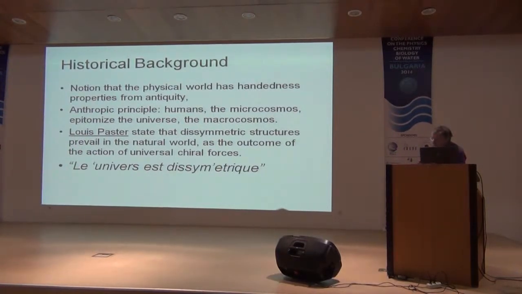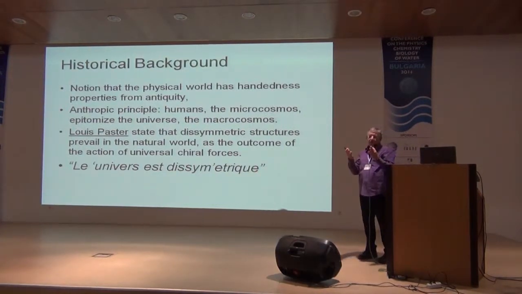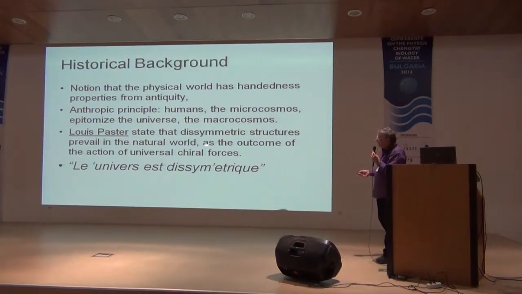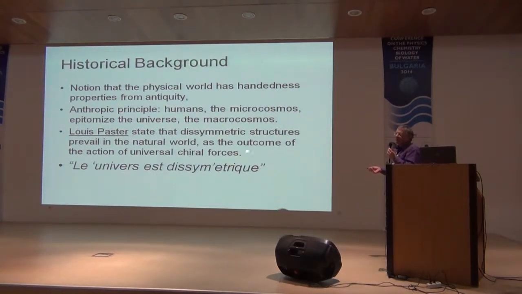Now, ancient people held the notion that the physical world has handedness. It comes from ancestral times, from the anthropic principle that the microcosmos epitomizes the universe. And since we have chiral similarities between us, then the cosmos must be so. Louis Pasteur said it in French. I was not going to do that. It would insult the French language.